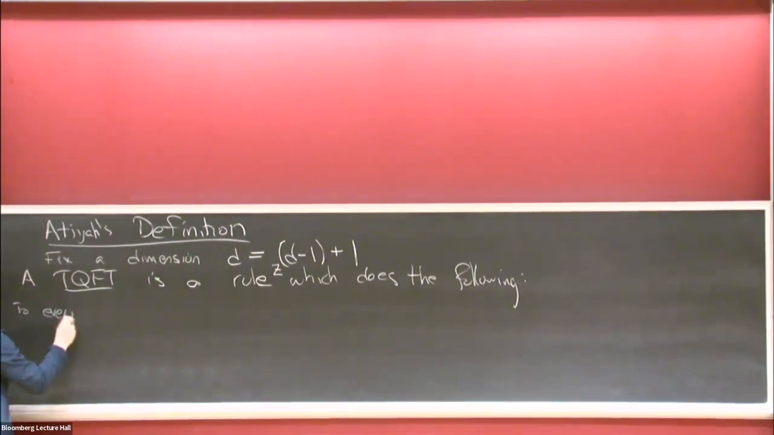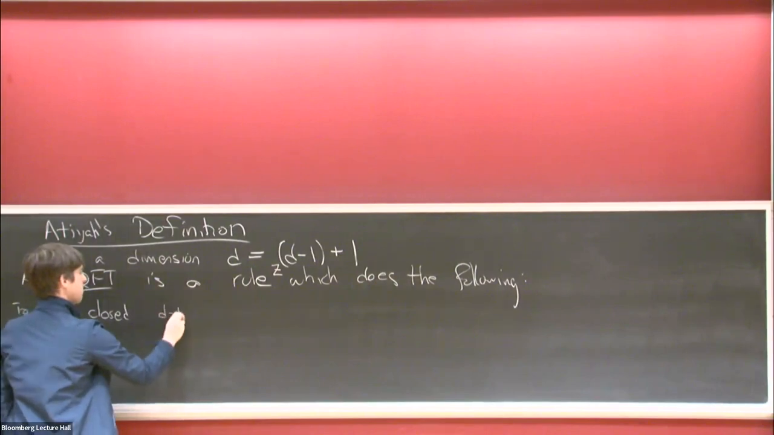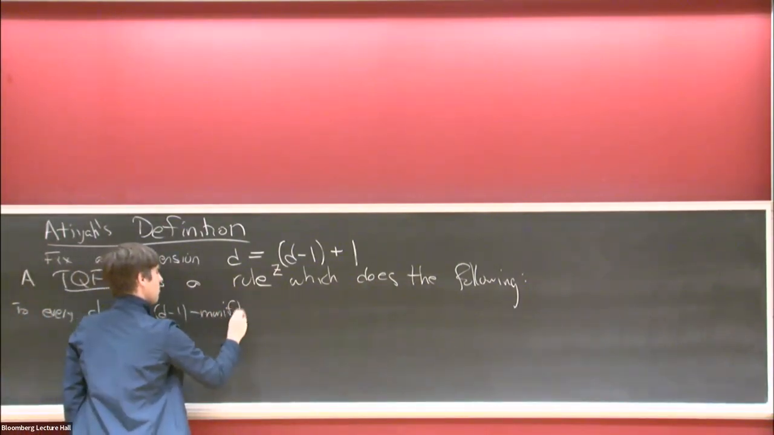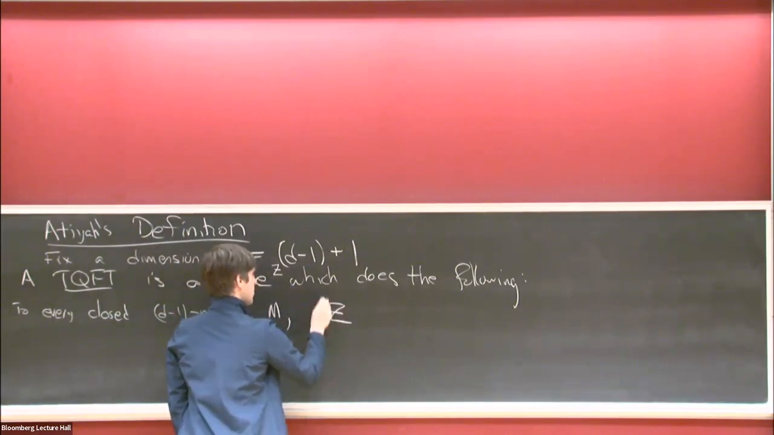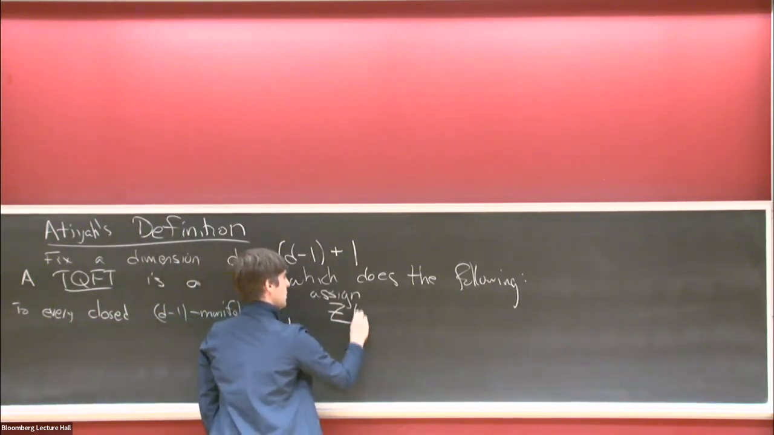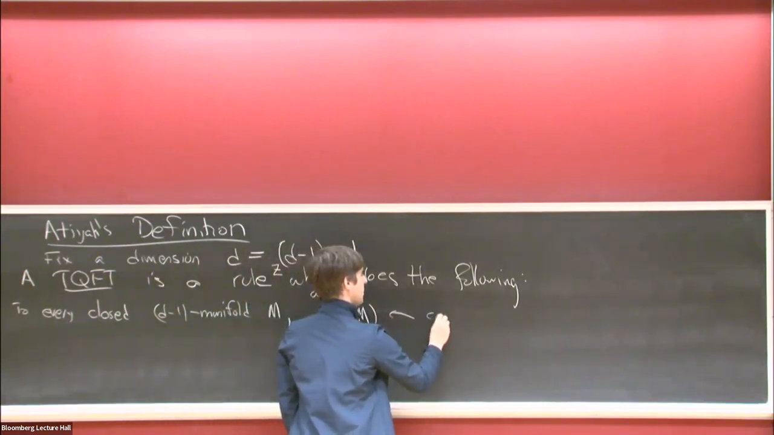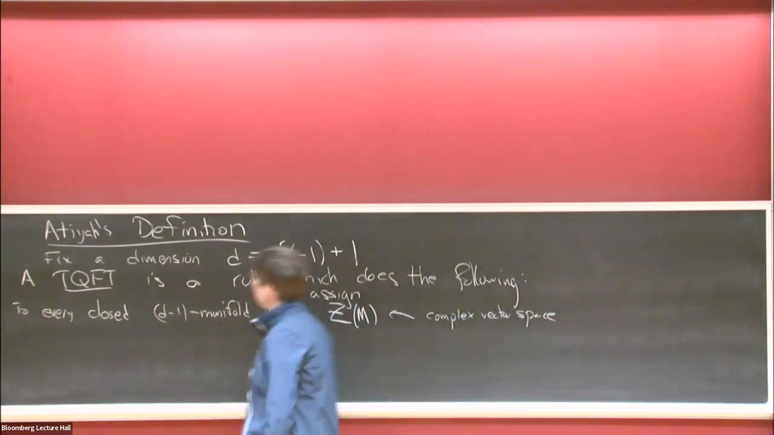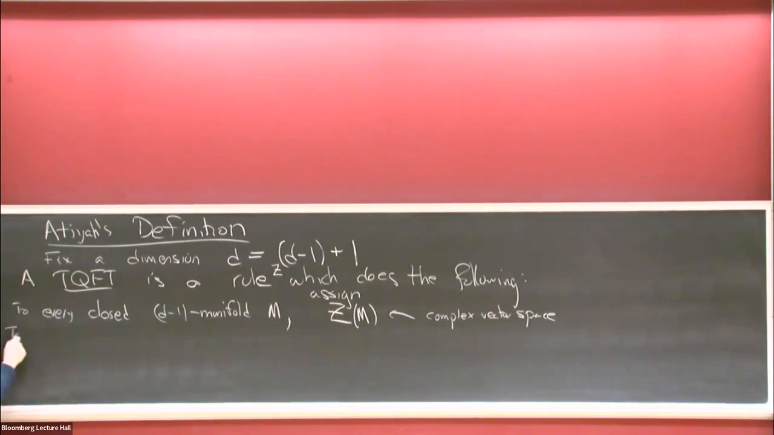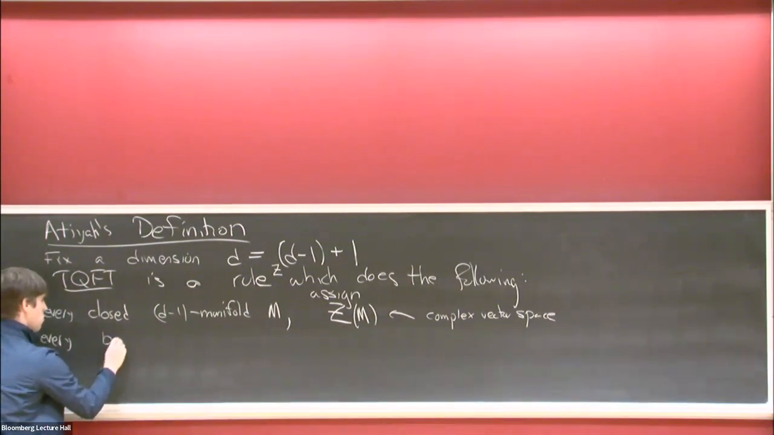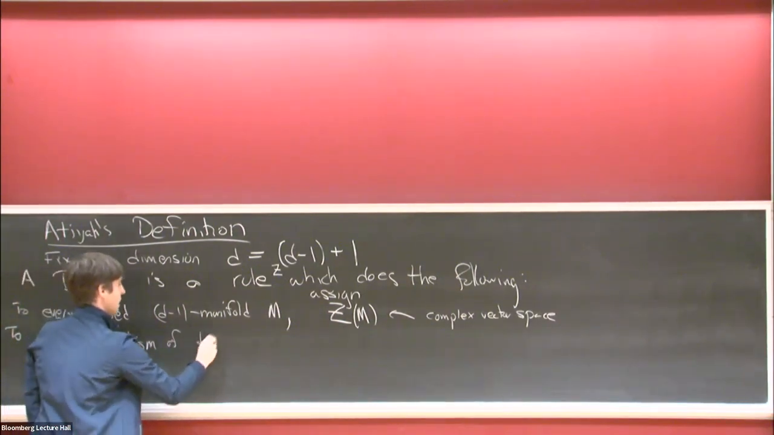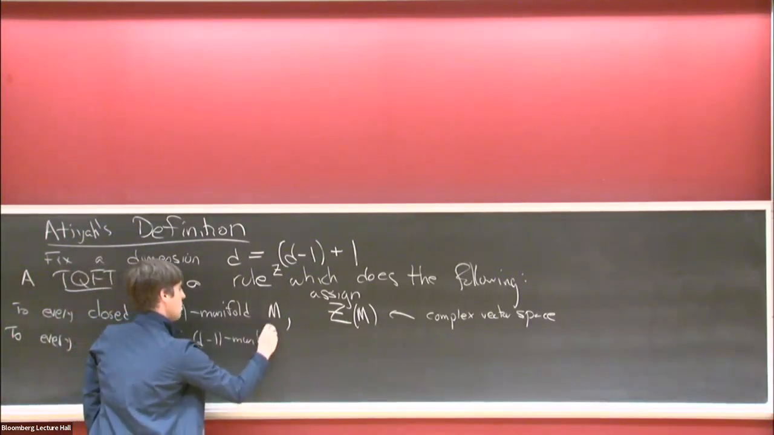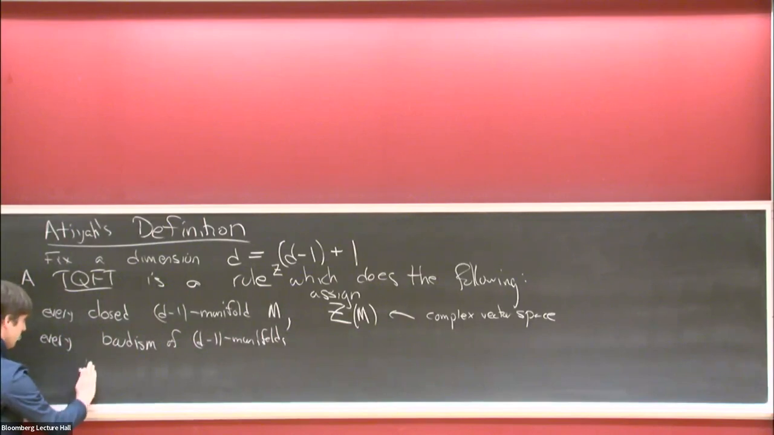So to every closed D minus 1 manifold M, you assign Z of M, which is a complex vector space. And to every bordism of D minus 1 manifolds, let me remind you, here's a picture of a bordism.